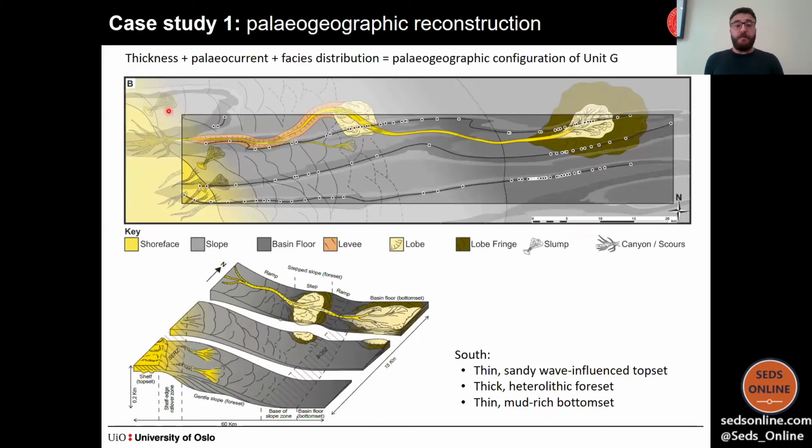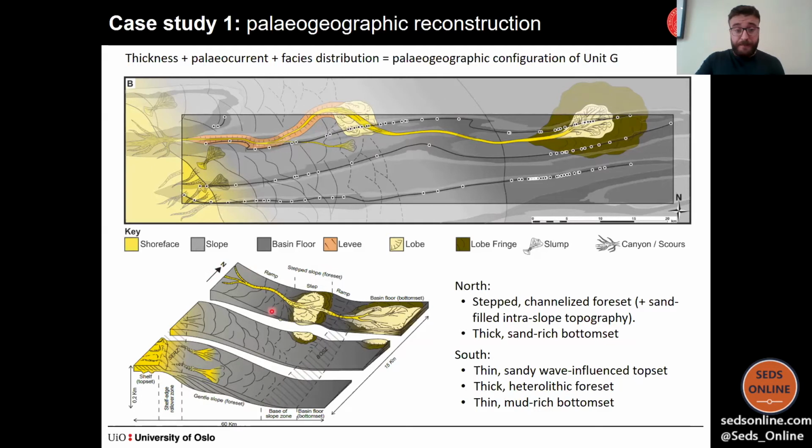So combining thickness, paleocurrents and facies distribution, we came up with this paleogeographic reconstruction of unit G. And in this Mickey Mouse sketch, if you want, in the bottom, we can already see that unit G is documenting an important lateral variability in this clinothem. In the south, we have this thin and sort of wave-influenced topset, this thick heterolithic foreset, and a mud-rich bottomset. Whereas in the upper part, in the north, we have a step topography with channelized foreset, this intraslope topography filled with sand, and then these basin floor deposits.